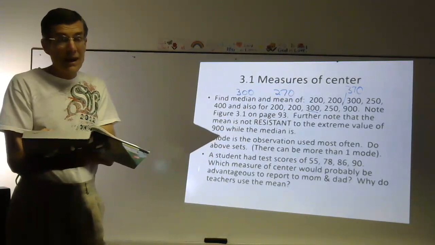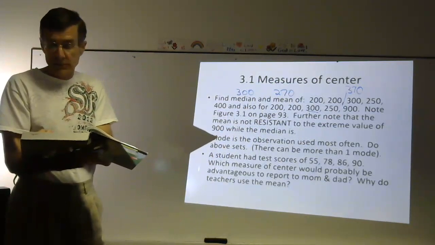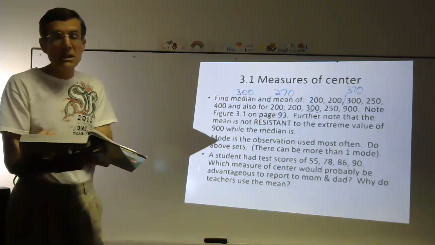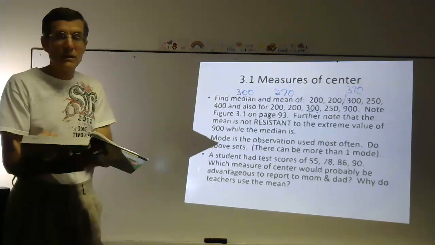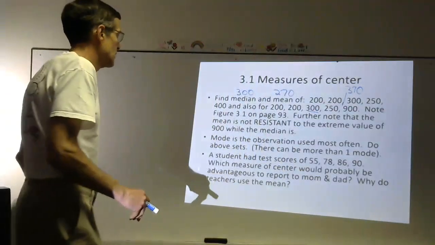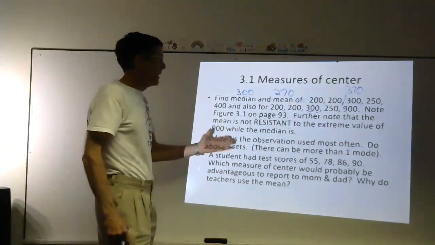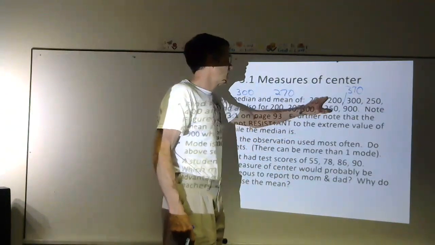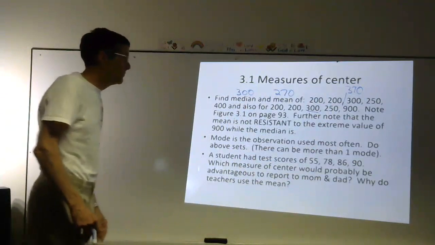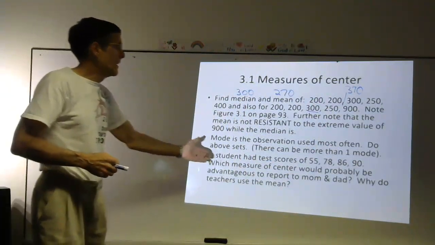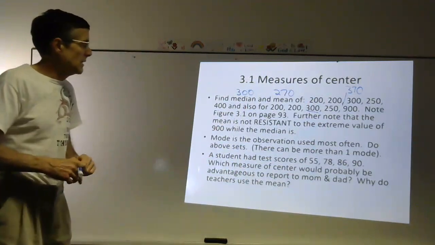Here it is skewed left, okay? It's skewed left with smaller values, and do you see how the mean is pulled to the left? It's attracted by those smaller values, okay? Everybody with me so far? Mode is the observation used most often, so I can say here in both of these examples that the mode is 200, all right? A student had test scores of 55, 78, 86, and 90.